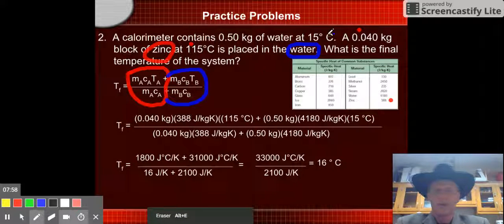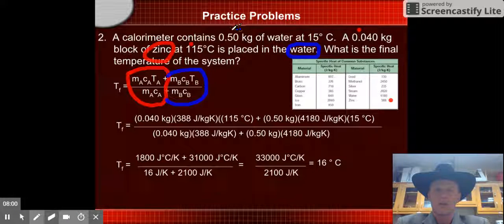Blue dot's going to be for the water. So the water starts at 0.50. Water's specific heat, that's C number. And then water's beginning temperature is 0.15.